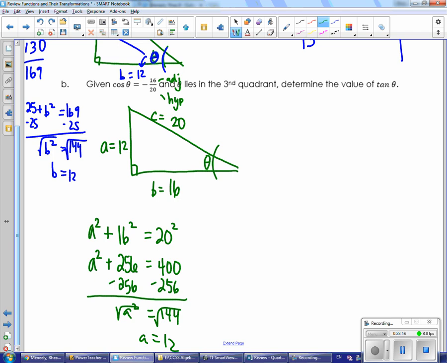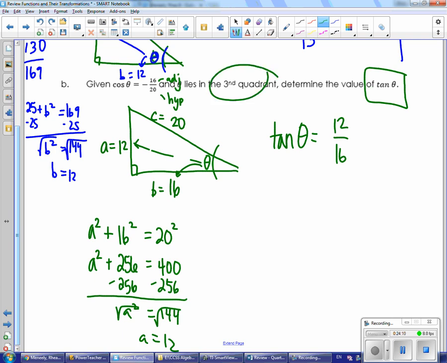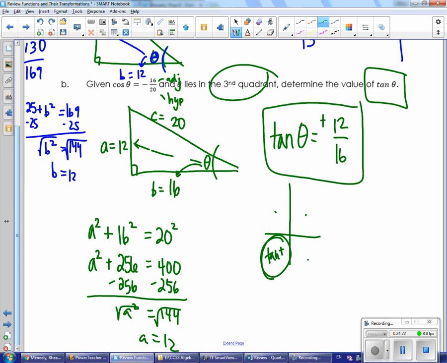Now I'm ultimately trying to find the tangent of theta, and from SOHCAHTOA, if I think about TOA, that means that I'm looking for the opposite side over the adjacent side, which is 16. And then I also have to pay attention to what quadrant theta is in so that I know whether or not I'm going to have a positive or a negative value. And since it's in the third quadrant, that's this quadrant here, I know all students take calculus. I know the tangent is positive in the third quadrant, so I'm just going to leave my answer like that. If you want to put a positive sign, you can.